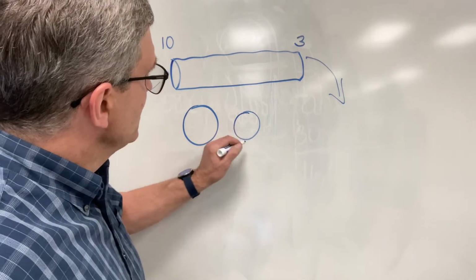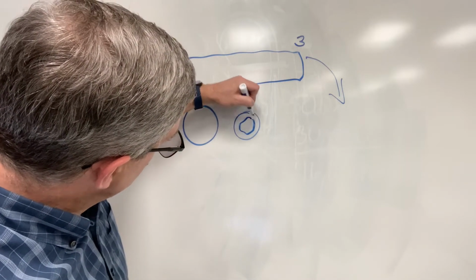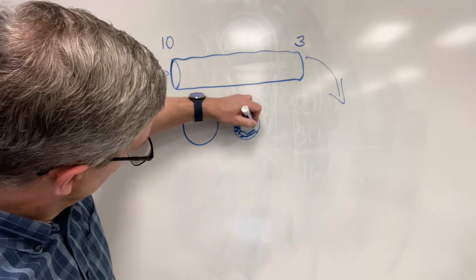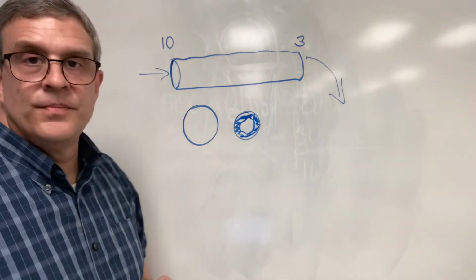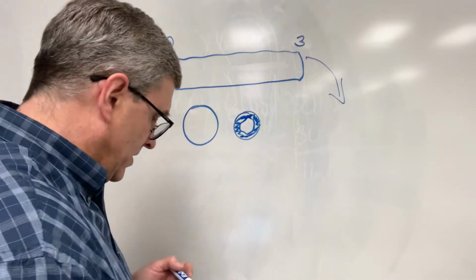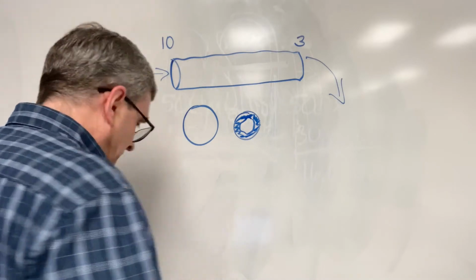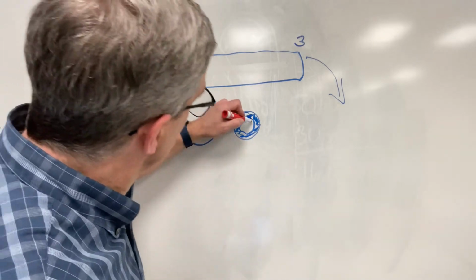So that's bronchospasm. Well, let's put a little inflammation in there. Okay. Well, that makes it even smaller. And then we can put a little mucus in there. I don't think I have green, but just for the sake of a different color.